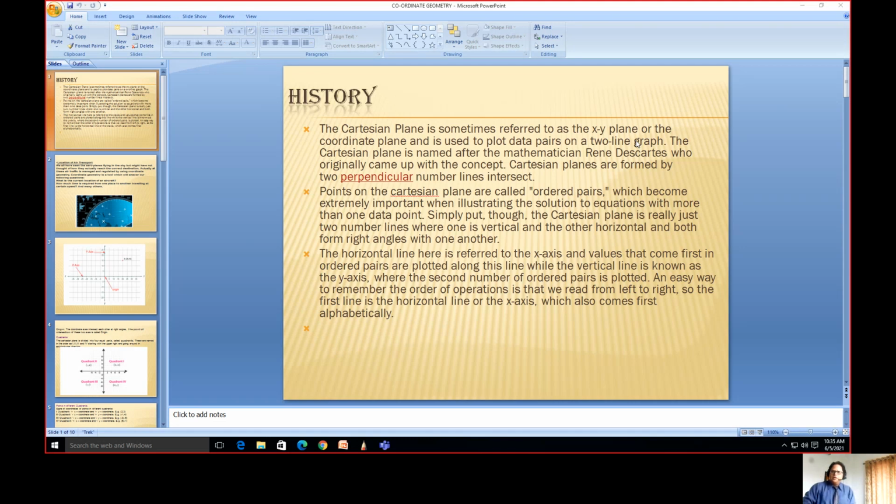The Cartesian plane is sometimes referred to as the XY plane or a coordinate plane and is used to plot data pairs on a two-line graph. The Cartesian plane is named after the mathematician René Descartes, who originally came up with the concept. The Cartesian plane is formed by two perpendicular number lines that intersect.